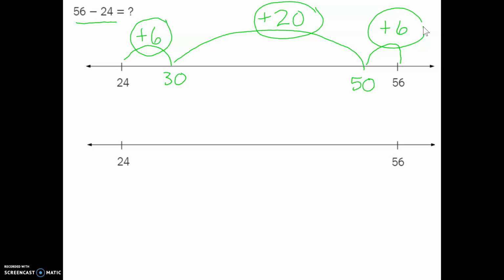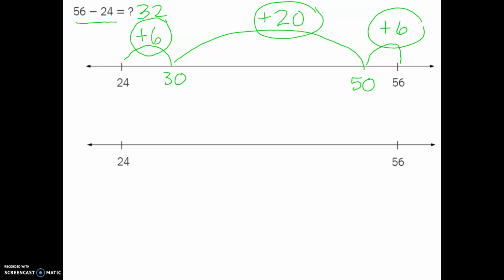20 plus 12 is going to be 32. So 56 minus 24 equals 32. Now I'm going to try it again, but I'm going to do different amounts. Okay, so again, I'm going to start at 56. And the last time I took it right to 30.